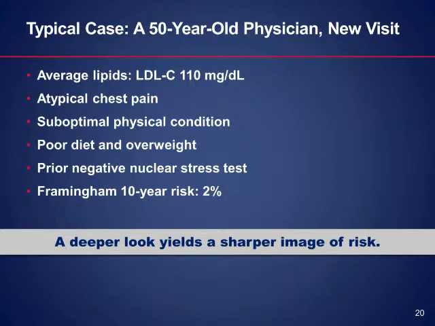milligrams per deciliter, atypical chest pain. He's in suboptimal physical condition. He's overweight. His diet is poor.